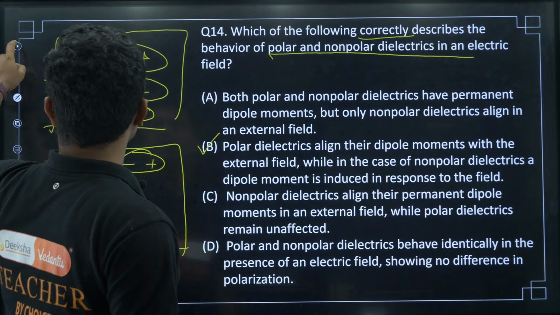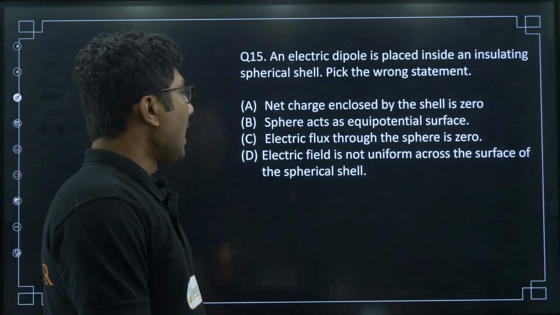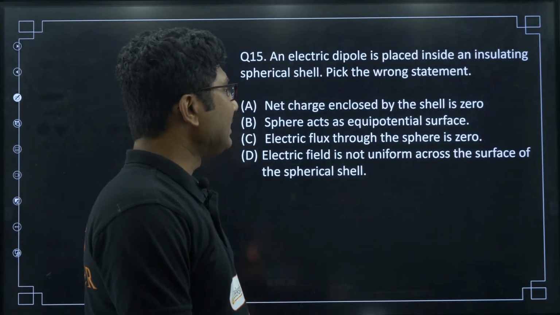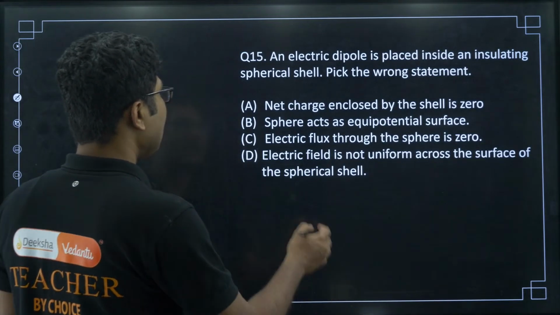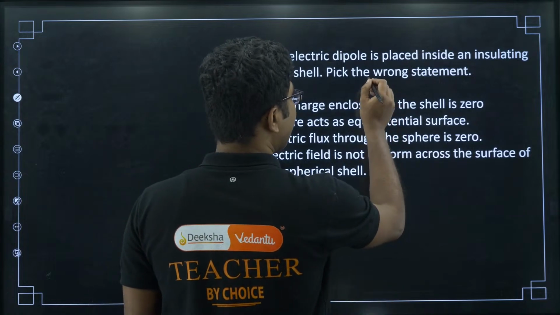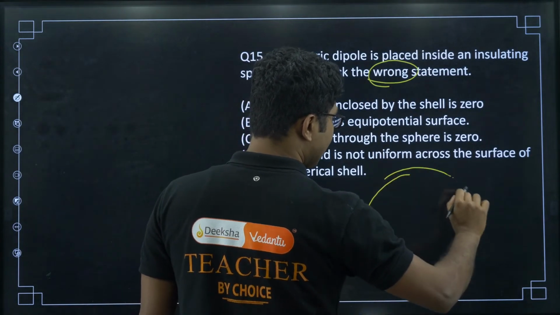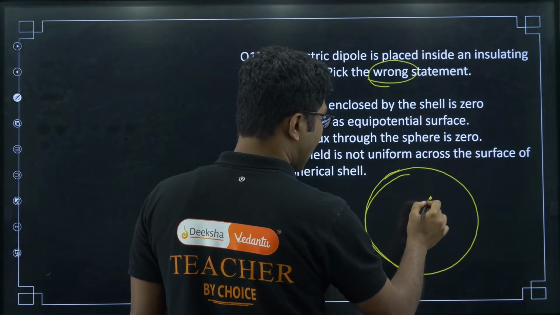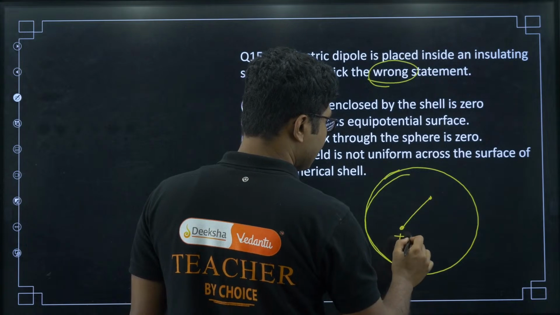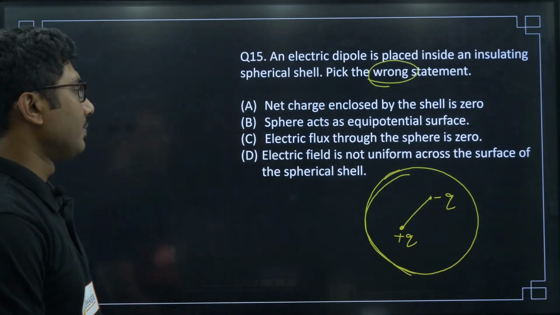Okay. Now, next question, question number 15. An electric dipole is placed inside an insulating spherical shell. Pick the wrong statement, a very, very important wrong statement you have to pick. What is the question? Inside a spherical shell, you have placed a dipole. So, suppose this is plus q, this is minus q. Now, what is the answer?